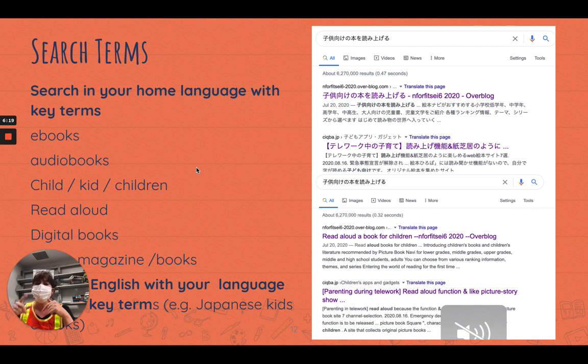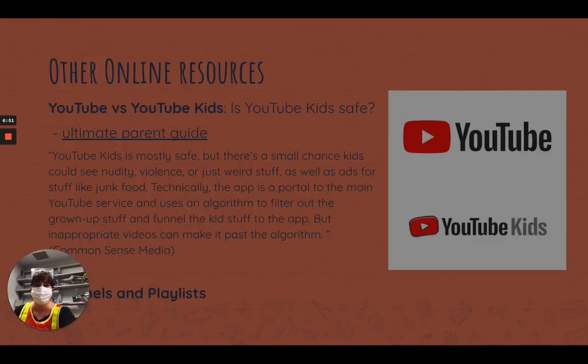I also find it's really important to add the word child, kid, or children, since that will really differentiate your results. And then when I tried it the reverse and put in English, Japanese ebooks, I got some different sites again. So what you can do is, as you're looking for these sites and you find ones that are good, you can bookmark them to add them to your toolkit. So on your home computer, you will have a whole toolkit to support your home language acquisition for your child.